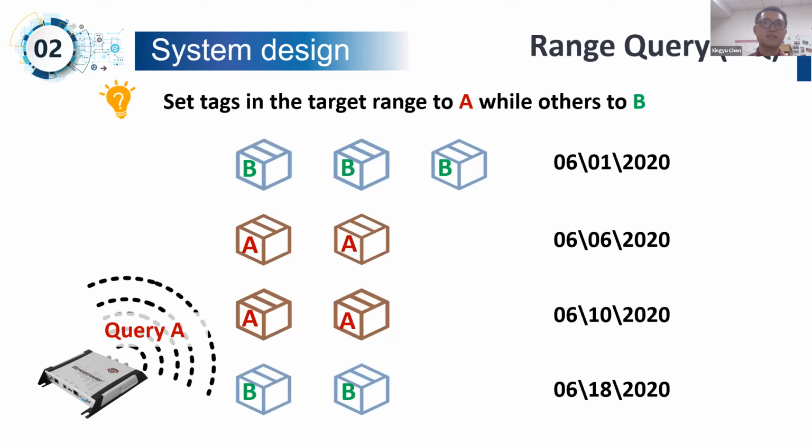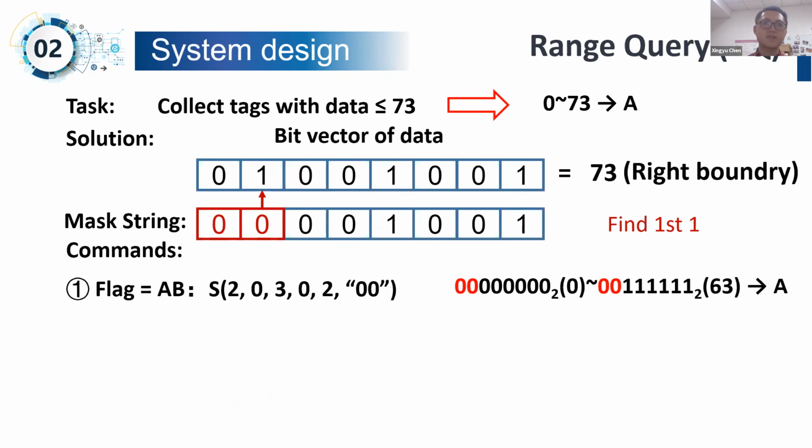To achieve this goal, we propose a range query. The basic idea of range query is setting the target tags to A while other tags to B. After that, the reader can solely collect these target tags with a query A command. Instead of searching all possible values in the target range, range query uses left several bits as a bit mask to choose multiple values together.